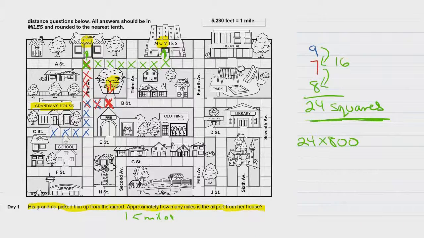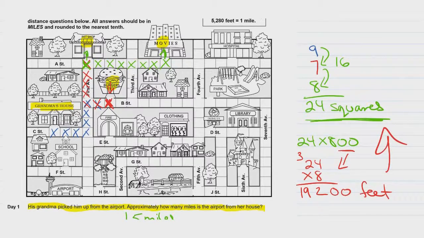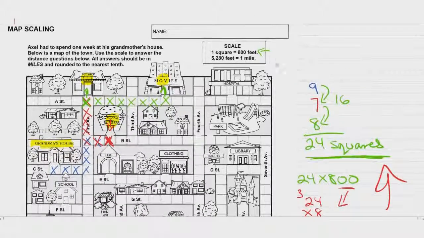So I'm going to multiply 24 times 800. But again, I told you do not have to worry about these 2 zeros until you're done. So I'm going to do 24 times 8. 8 times 4 is 32. Carry the 3. 8 times 2 is 16, plus 3 is 19. Then I add back these 2 zeros, and I get 19,200 feet.